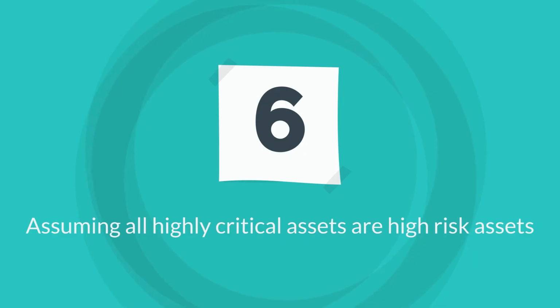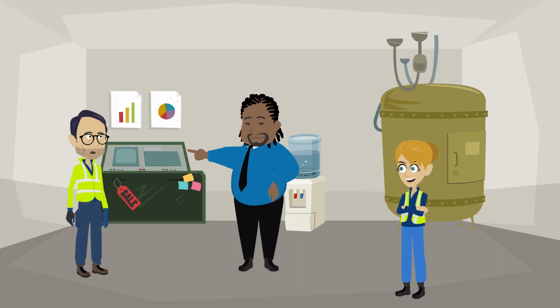Mistake 6. Assuming all highly critical assets are high-risk assets. Look at this thing. It is a critical asset, which makes it a high risk. Nope, it's actually very reliable. The risk of it failing is actually very low. Criticality is one part of understanding your risk. Are you confusing criticality and risk, thinking they are the same thing?